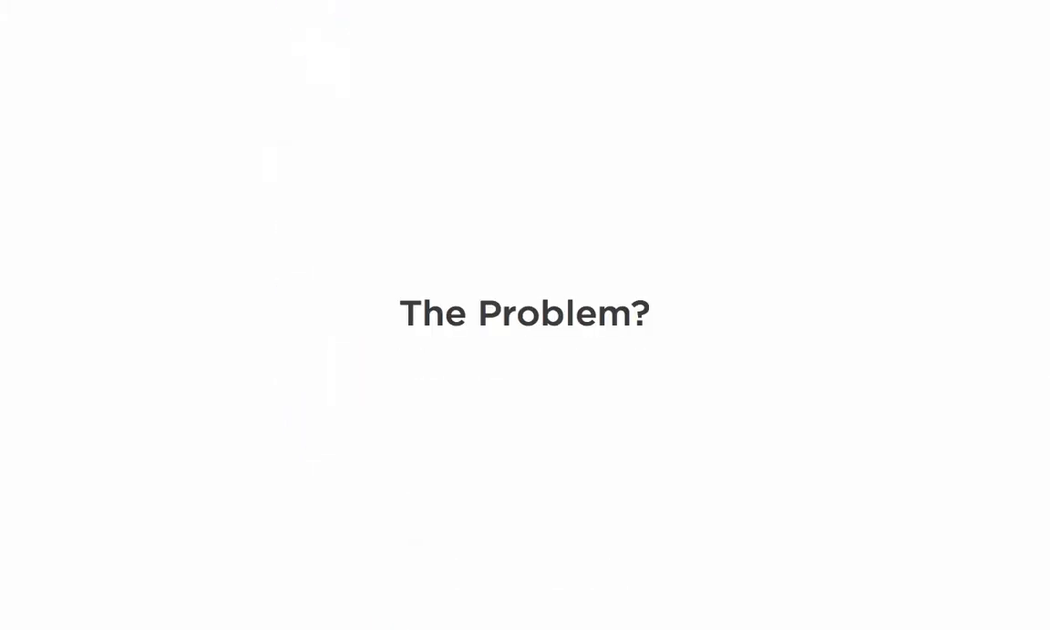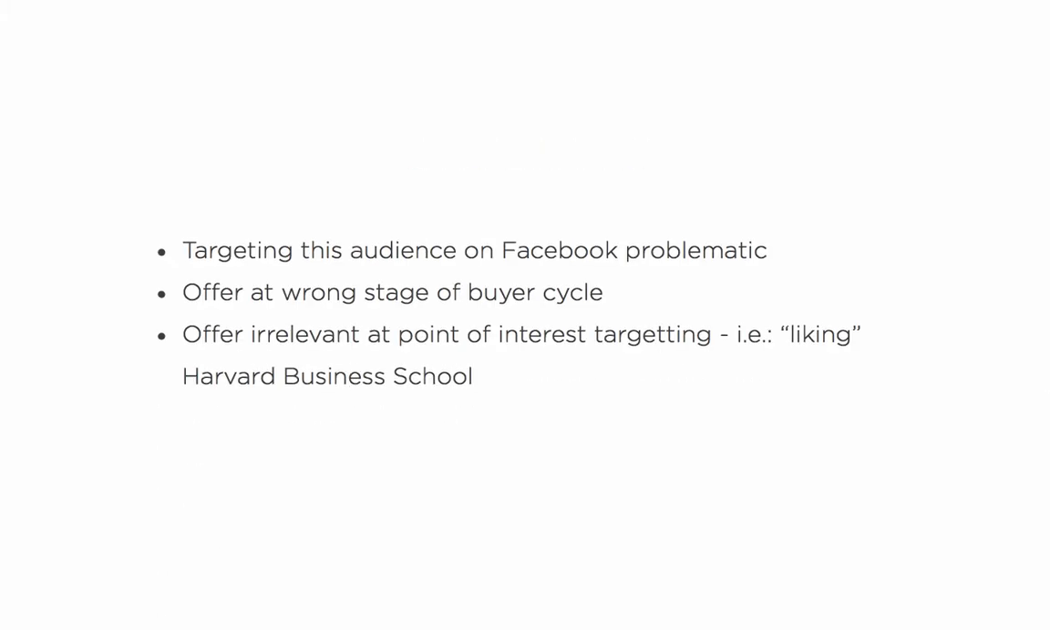So when I went back over this, probably a couple months later, and really tried to deduce what the problem was with that campaign, or what I tried to rationalize the problem with that campaign was, this is what I came up with. I worked out that targeting that audience on Facebook was problematic, purely because of the way you target on Facebook. The issue there is that the offer was at the wrong stage of the buyer cycle using Facebook, because that offer is irrelevant at that point of targeting somebody's interest, which is how you target on Facebook.